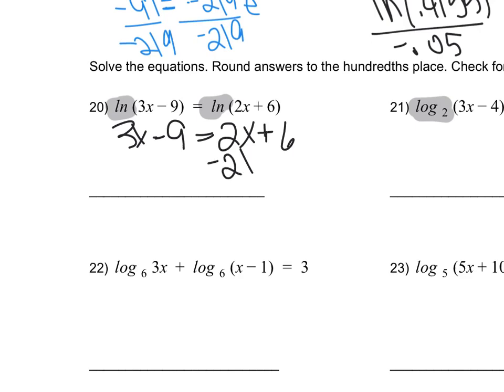And just a little basic algebra, I'm going to subtract my 2x from both sides. x minus 9 equals 6. If I add 9 to both sides, I get x equals 15.